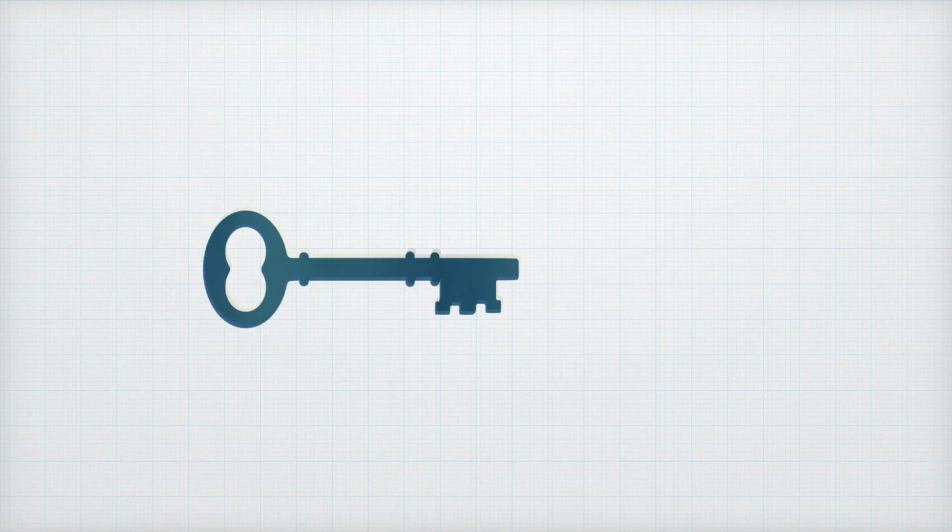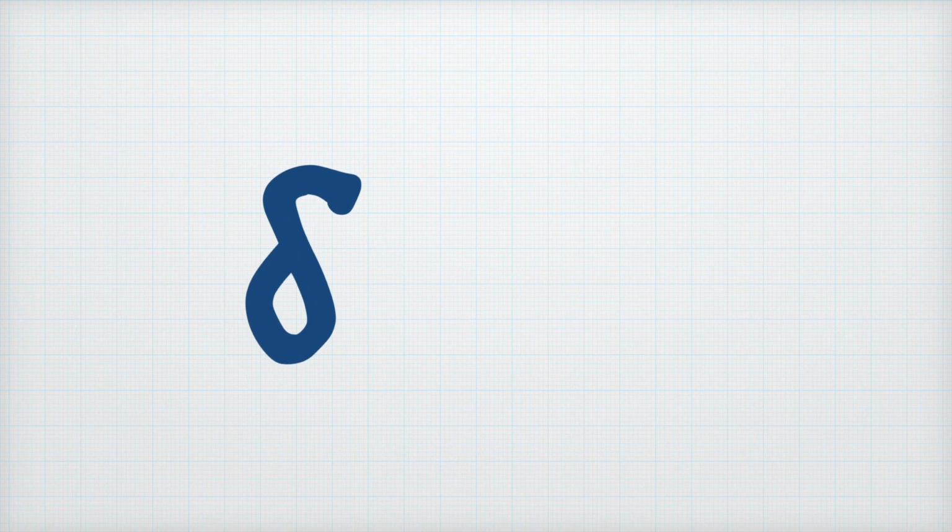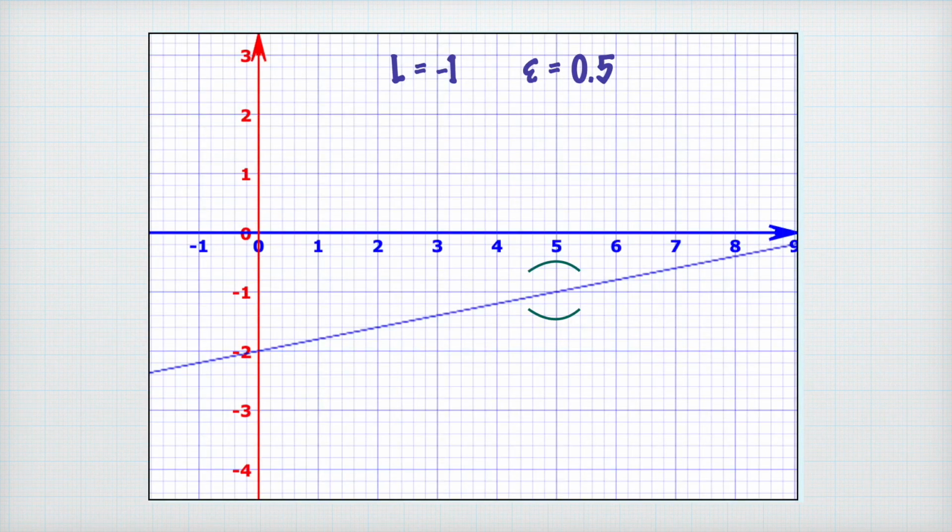So that's the idea with delta. We need to produce one and show it. Let's see what that would look like with a specific example first. So let's let epsilon equal 0.5. What does that mean? That means for the delta we come up with, all the x values within delta of c, which is 5 in this case, must produce function values that fit within 0.5 of the limit value.